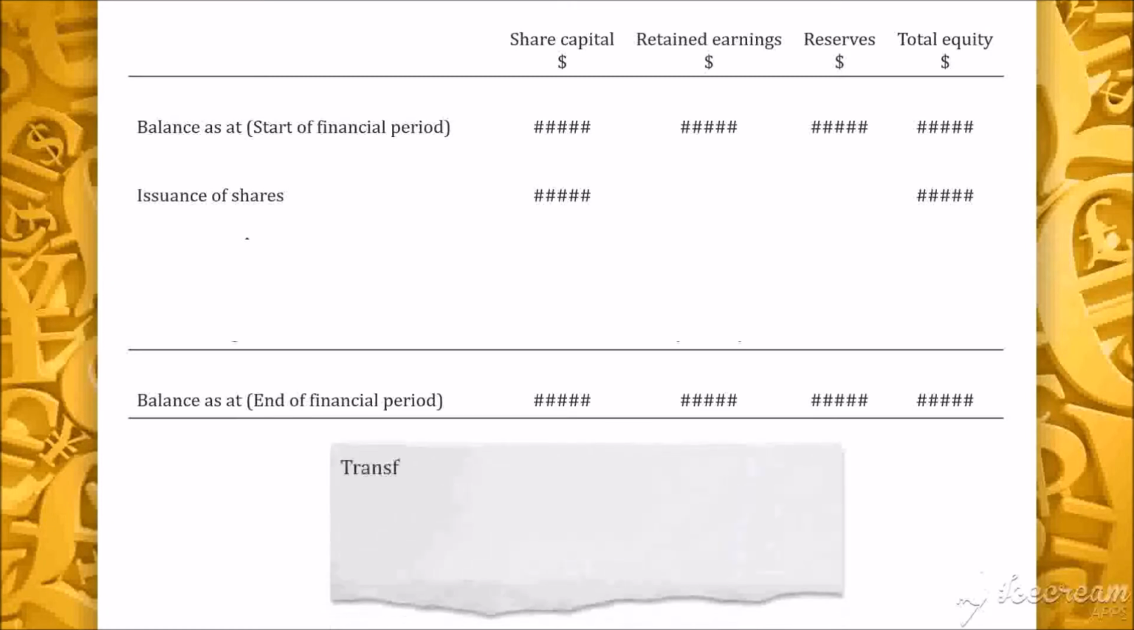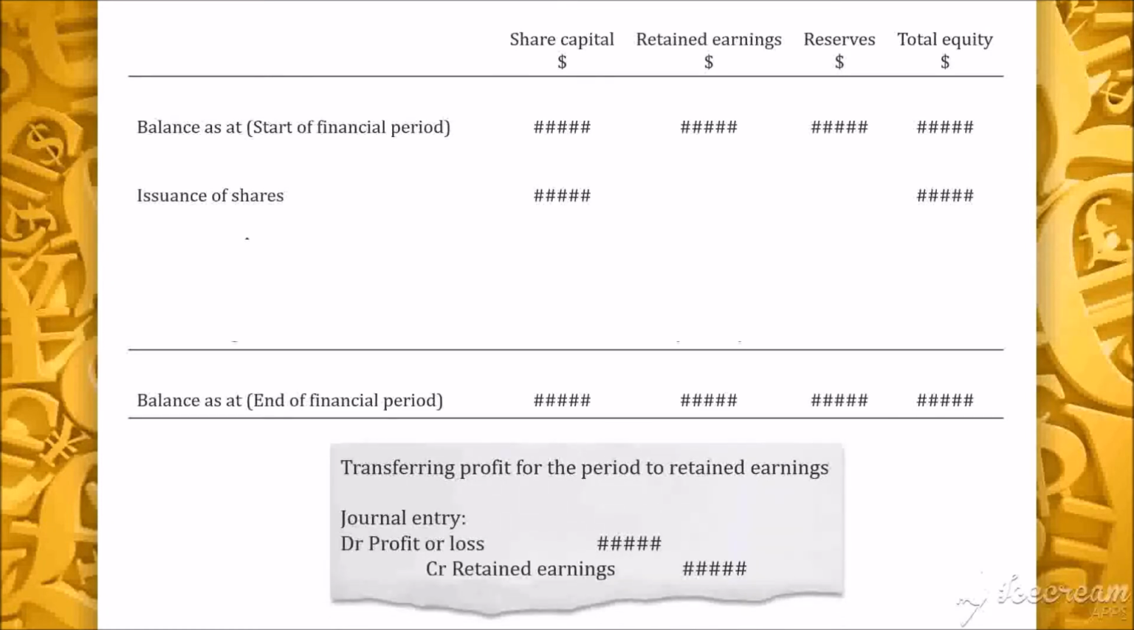At the end of the financial period, the company will transfer the profit for the period to the retained earnings account: debit profit or loss, and credit retained earnings. Retained earnings is an equity account, so we will put the description profit for the period on the left column and key in the profit for the period in the retained earnings column.